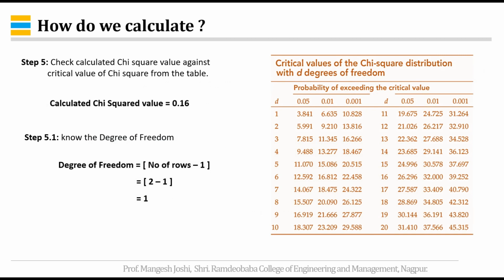Step 5 is to check the calculated chi-square value against the critical value of chi-square from the table. So you have the chi-square table. This D represents the degree of freedom. So what is the degree of freedom in this case and how do we calculate it? The degree of freedom is equal to the number of rows minus 1. There are two rows or categories, boys and girls, and hence the degree of freedom is 1.